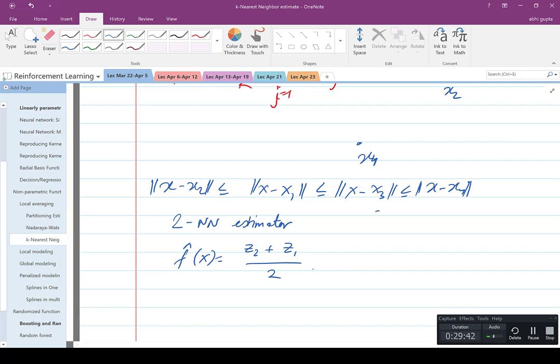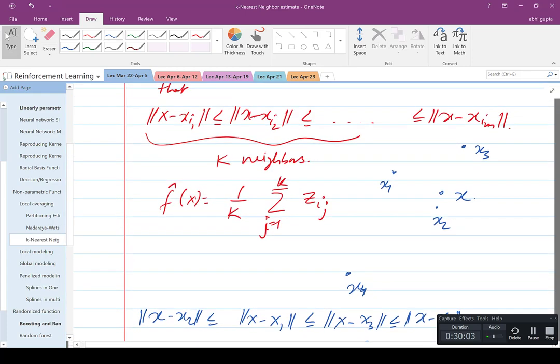If I want a three nearest neighbor estimator, then my f hat of x will be (z2 plus z1 plus z3) over 3. Okay, so that's how you compute the k nearest neighbor estimator, and that's one of the local averaging type non-parametric function approximators. So that ends our discussion on local averaging.